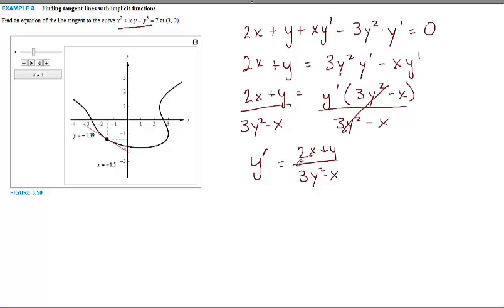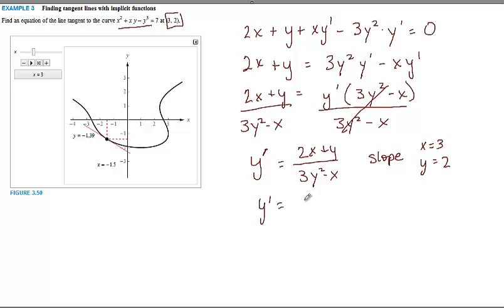So here's my derivative. They didn't ask me for the derivative, but I had to get the derivative because they want the equation of the tangent line. So this is going to get me slope. So I'm going to need the slope. Here's my point. The slope at that particular point, and that point is x equal 3, y equal 2.